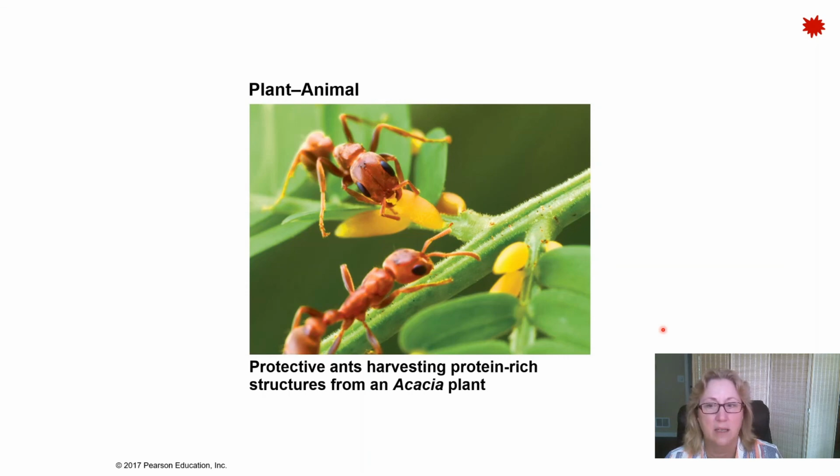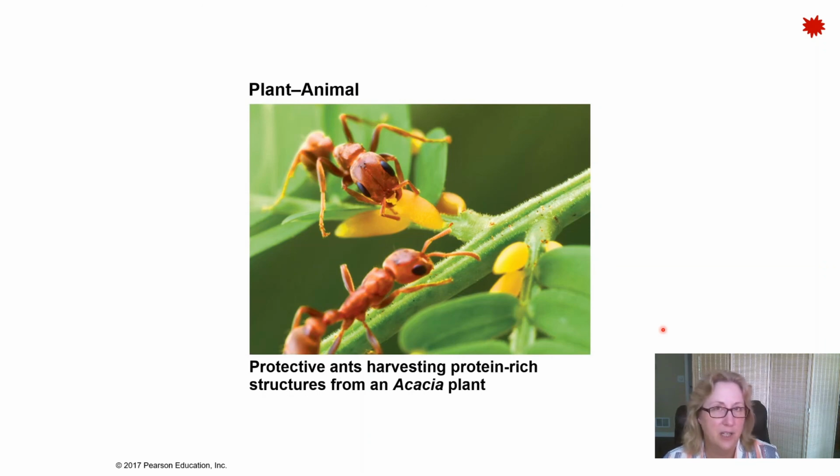They will even attack large herbivores like cattle or deer and bite them and get them to leave the tree alone. They will attack vines that try to grow on the tree, and seedlings that come up under the tree, they will chop them down and kill them. So they are very protective of their tree, and it's been shown experimentally that if you kill the ants, the tree will very quickly be eaten by other things in the forest. So this is a really extreme example of a symbiotic relationship between an animal and a plant.